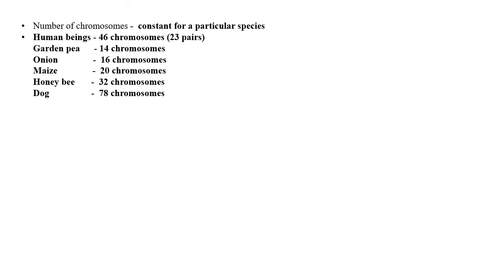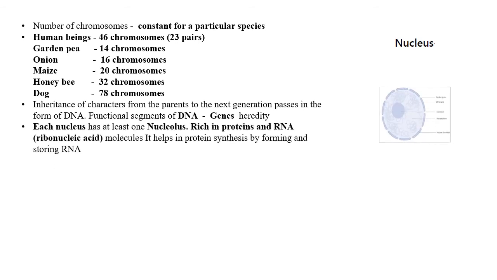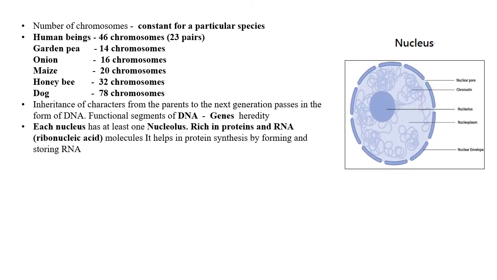The information for inheritance of characters from the parents to the next generation passes in the form of DNA. Functional segments of DNA are called genes. Genes are the carriers of heredity. Each nucleus has at least one nucleolus.